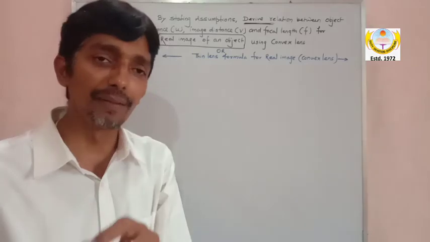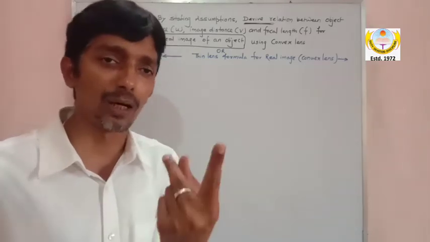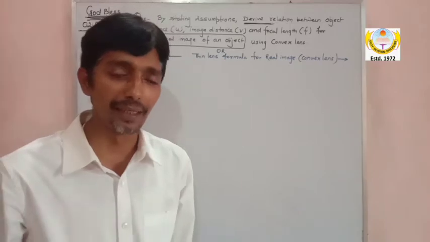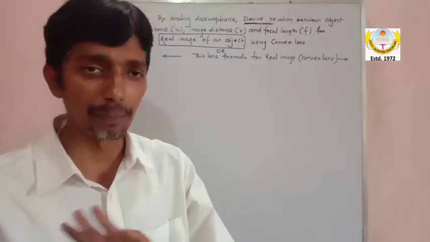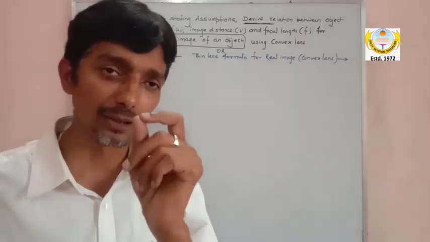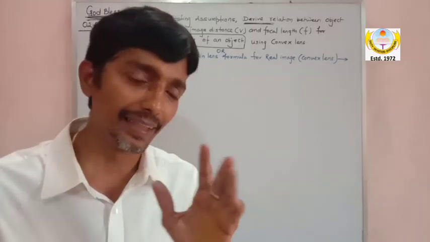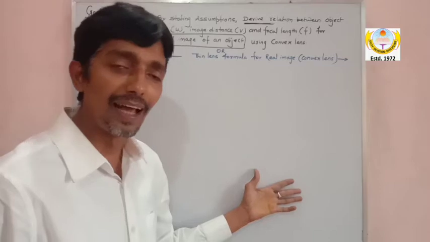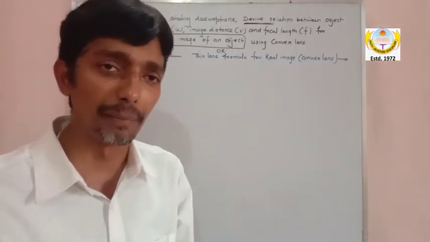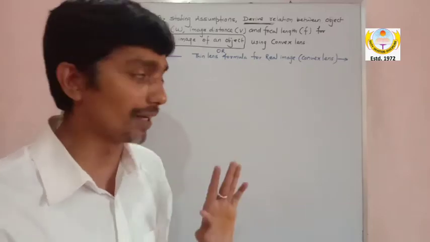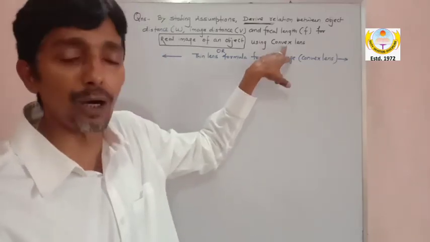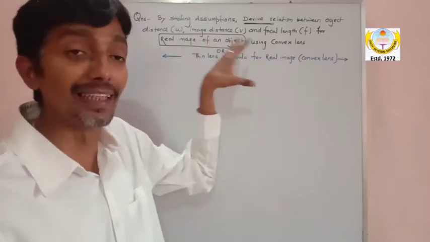And I will give you the diagram for concave also. In concave, there is only one image, that is a virtual image. There is no real image in concave, so there is no problem for concave. But at the end I will give you both diagrams: the convex lens forming a virtual image, where you have to derive the same formula, and the concave lens, which also forms a virtual image, where you have to derive the same formula. But I am showing you the video lecture using a convex lens with a real image.